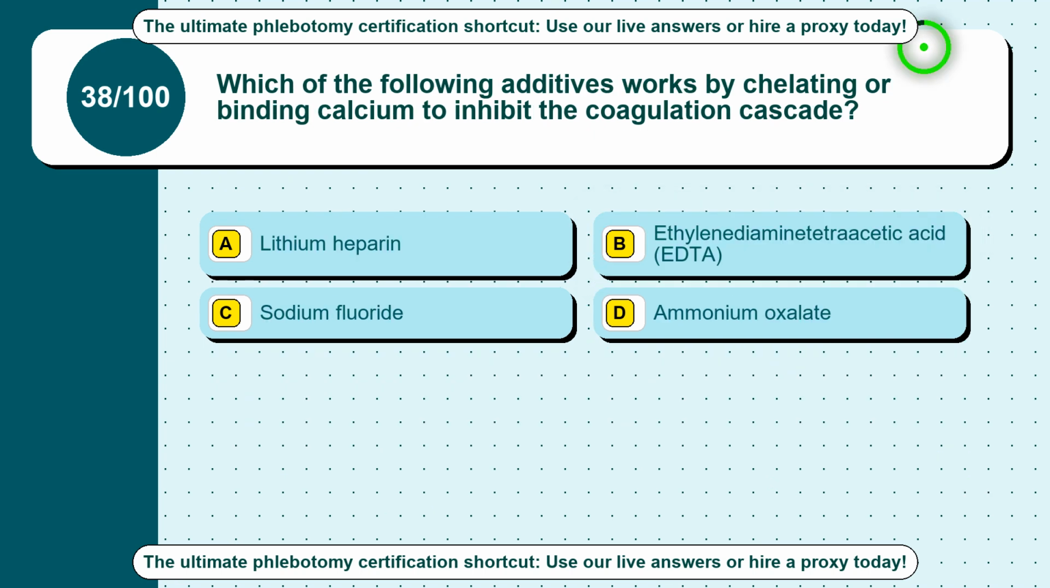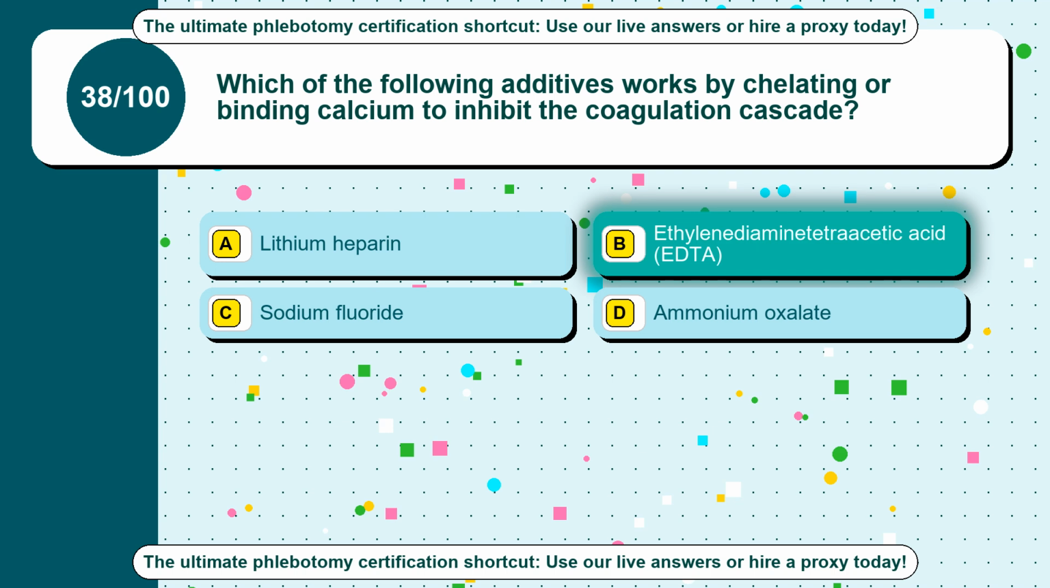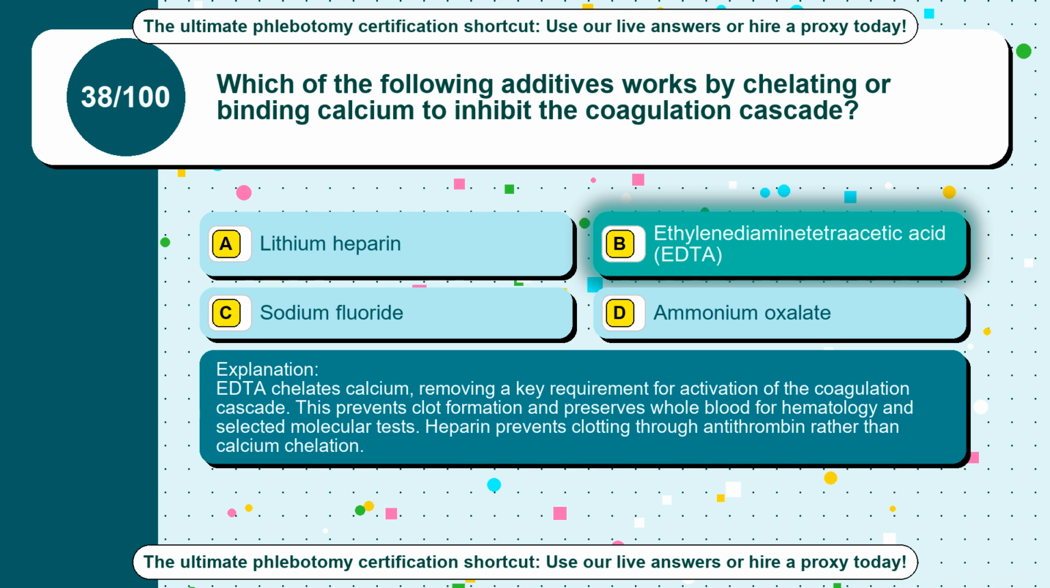Question 38. Which of the following additives works by chelating or binding calcium to inhibit the coagulation cascade? Option A, lithium heparin. Option B, ethylene tetracetic acid, EDTA. Option C, sodium fluoride. Option D, ammonium oxalate. The correct answer is Option B, EDTA. EDTA chelates calcium, removing a key requirement for activation of the coagulation cascade. This prevents clot formation and preserves whole blood for hematology and selected molecular tests. Heparin prevents clotting through antithrombin rather than calcium chelation.